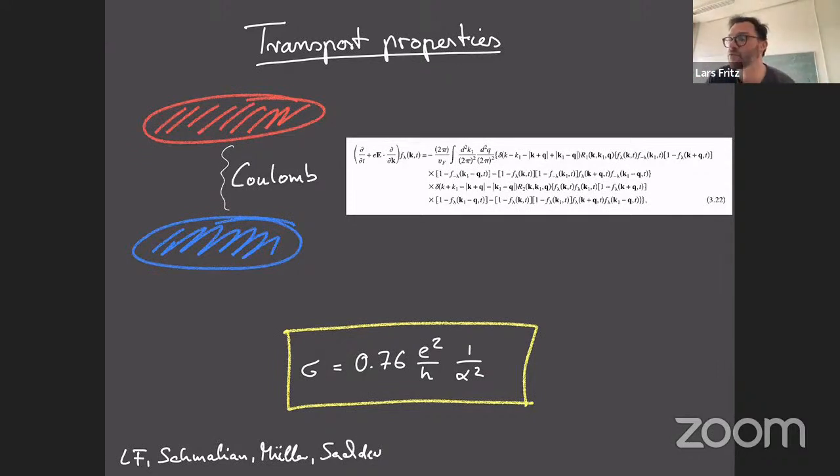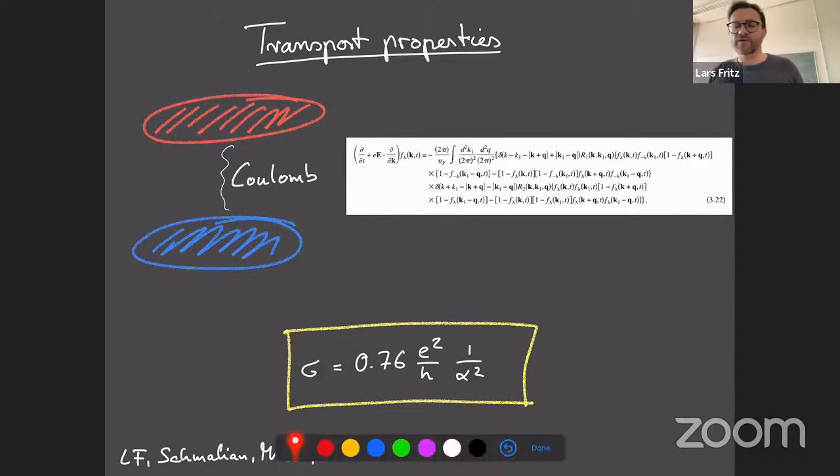But if you use a Boltzmann equation, then you can determine the conductivity at the Dirac point. The conductivity turns out to be given, in an expansion to lowest order in the Coulomb interaction, by this number, 0.76, which is just the number that comes from the solution of the Boltzmann equation, times e squared over h, because two-dimensional conductivity is e squared over h times something, and then 1 over alpha squared, where alpha is the fine structure constant that we just introduced.